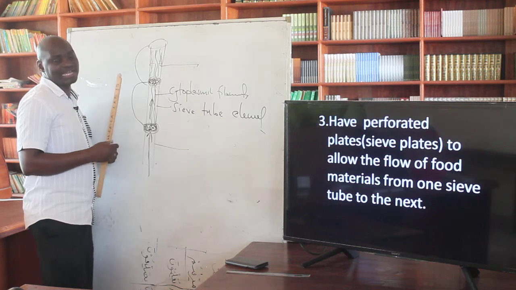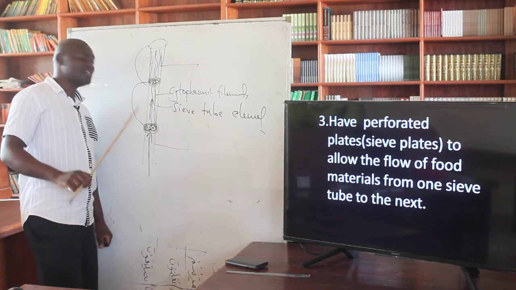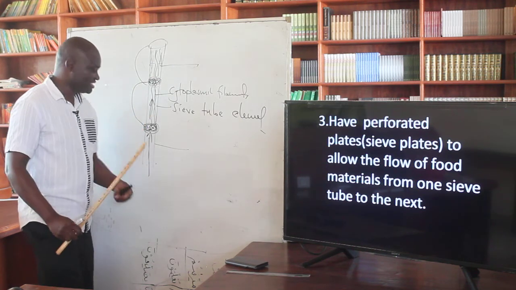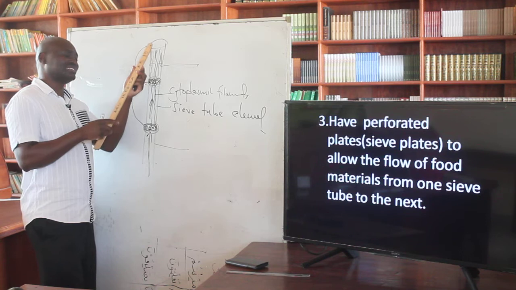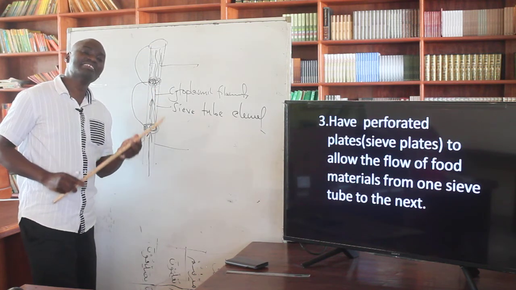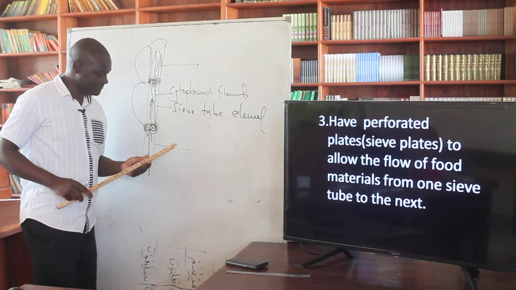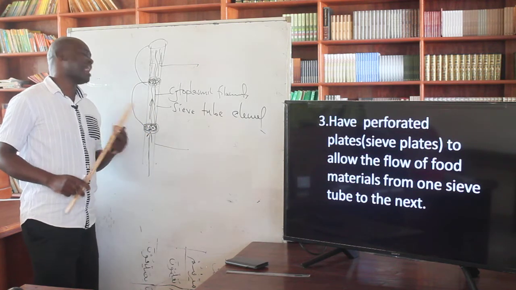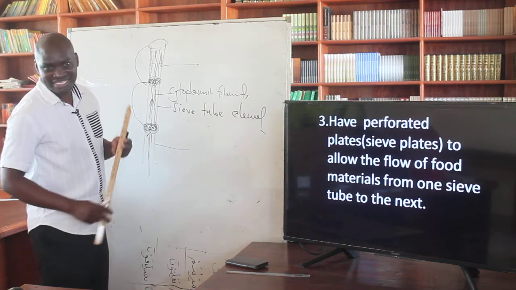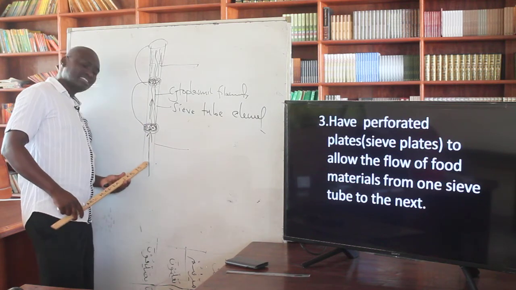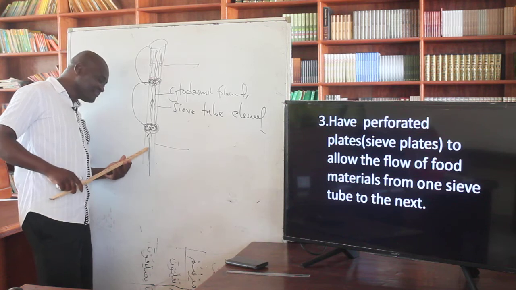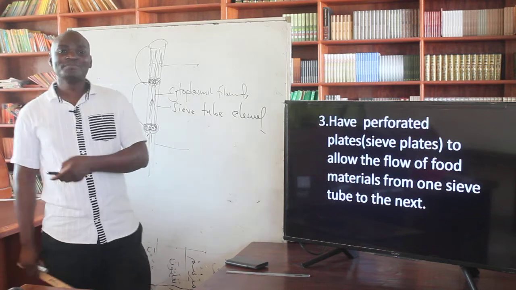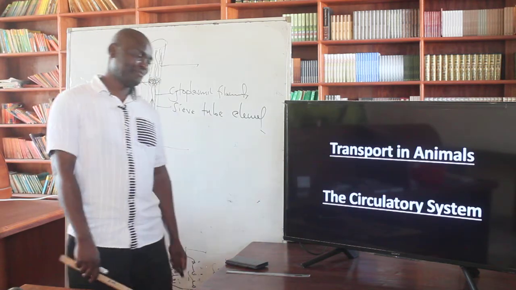Therefore we can summarize and say that for this structure, which is the phloem, one of the modifications is the presence of the sieve plates. And how are the sieve plates modified? They have small holes, perforations. How are the perforations important? They allow substances to move from one sieve tube to the next, as the materials are translocated.